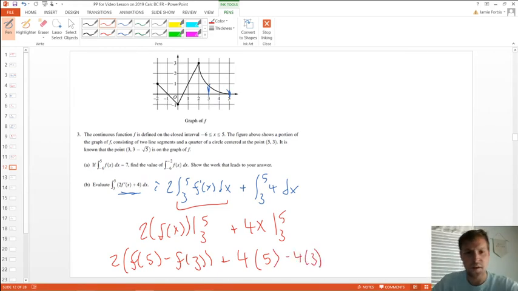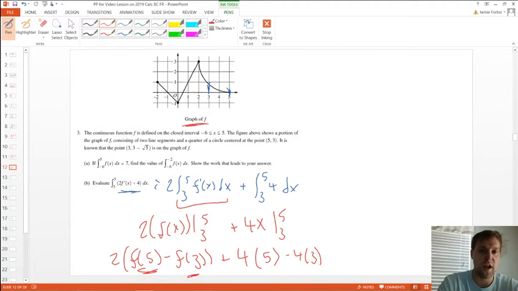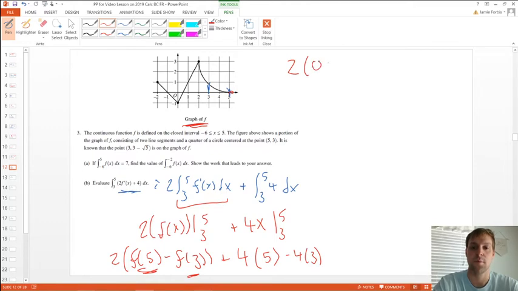Now, f of 5 and f of 3, well, we're given the graph of f. f of 5 is just simply 0. So I'm going to finish it up here at the top. That's going to be 2 times 0 minus f of 3. See, this is the whole point that they gave this in the beginning of the problem. f of 3 you can't see in the graph, but it tells you that it's 3 minus root 5. And then plus that quantity is 20 minus 12, which is 8.